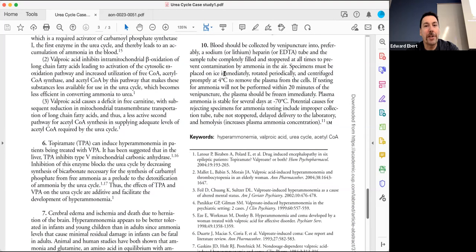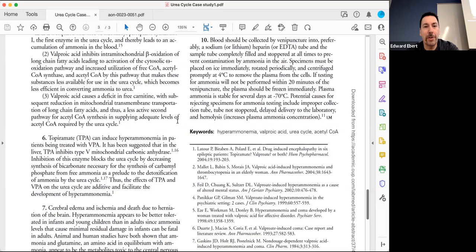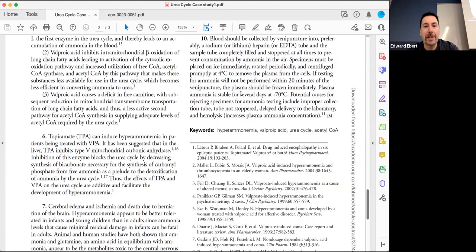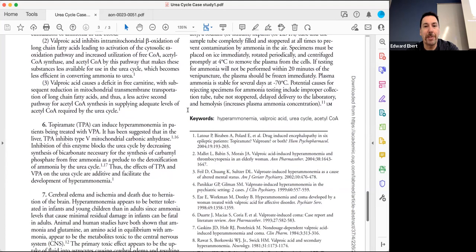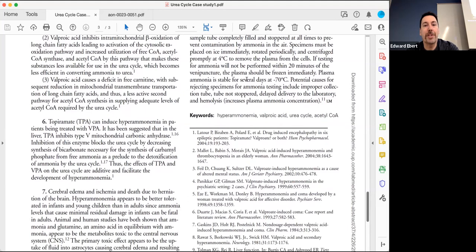How do we analyze ammonia in here? We're looking at venipuncture. We want to completely fill the tube and stopper it to prevent contamination by ammonia in the air. Like, we don't really think about ammonia being in the air too often, but there is enough that could contaminate. We also want to keep our specimens on ice, rotate them as well, and test as quickly as possible. If we don't test it immediately, they should be frozen in there. So plasma ammonia is stable for several days at negative 70 degrees, but at higher temperatures, it will degrade and we'll get an incorrect quantification.